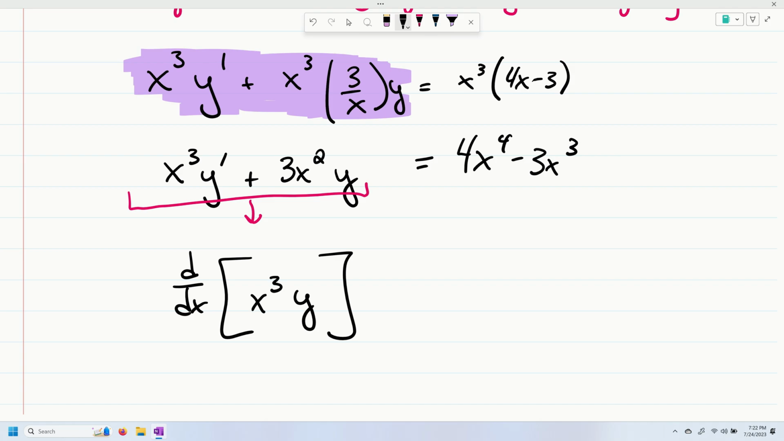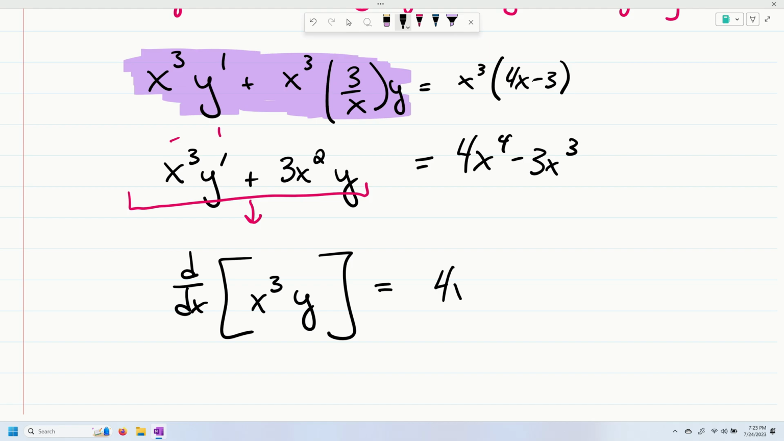Because think about it. If x to the third is f and y is g, and I'll write it like this to keep it nice and simple, f g prime plus f prime g, notice that's exactly what you have up above. F g prime plus f prime g. That is what the integrating factor does. It takes something that kind of resembled the product rule and actually makes it the product rule.